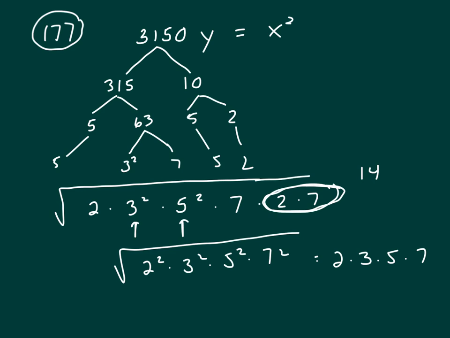But I needed another factor of 2 and 7. And 2 times 7 is 14. That's your answer.